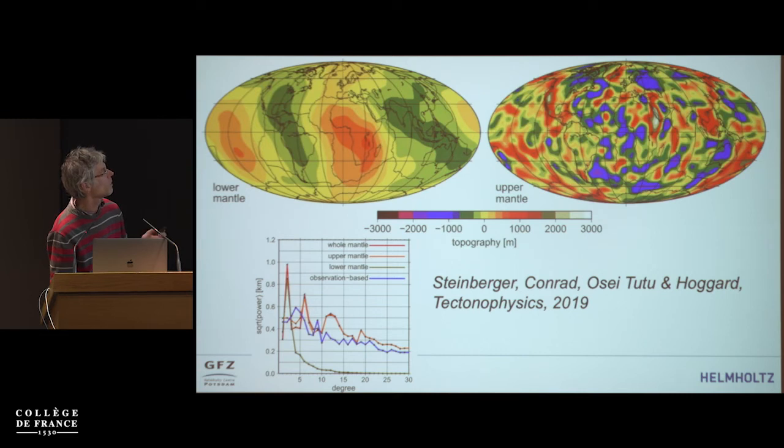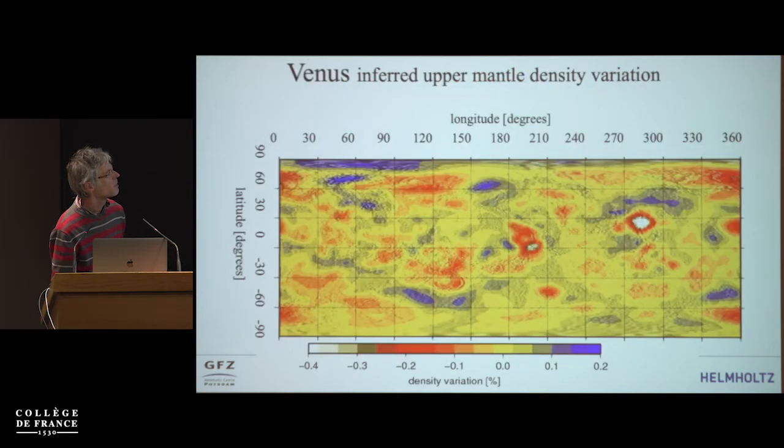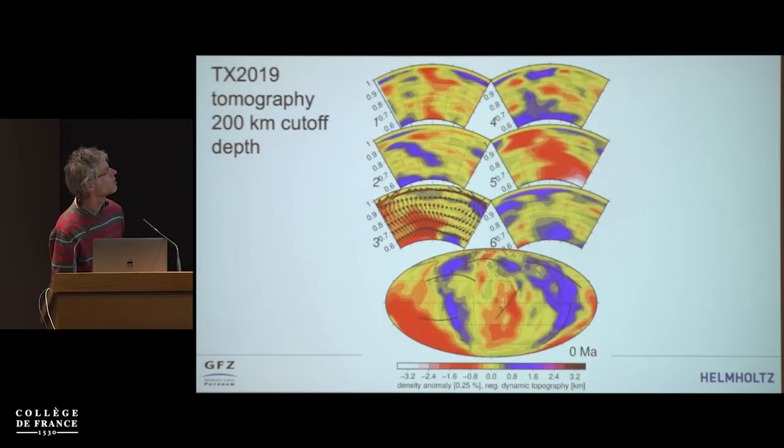The degree 2 mostly comes from the lower mantle, whereas higher degrees mostly come from the upper mantle. So I think I have to skip this part about Venus, since I'm running out of time, in order to get to this time-dependent part.